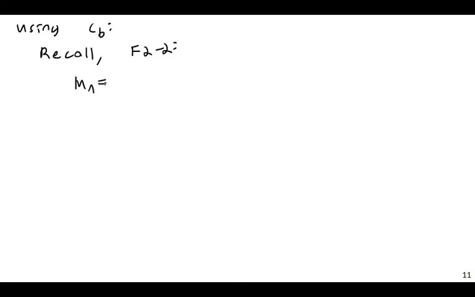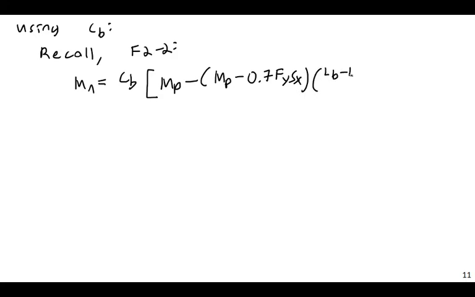The nominal moment capacity is CB times our MP minus 0.7 FY SX times LB minus LP, divided by, and CB also appears in the same kind of way in the following equation, F2-4, over LR minus LP, sorry. And then all of this is less than or equal to the plastic moment MP.